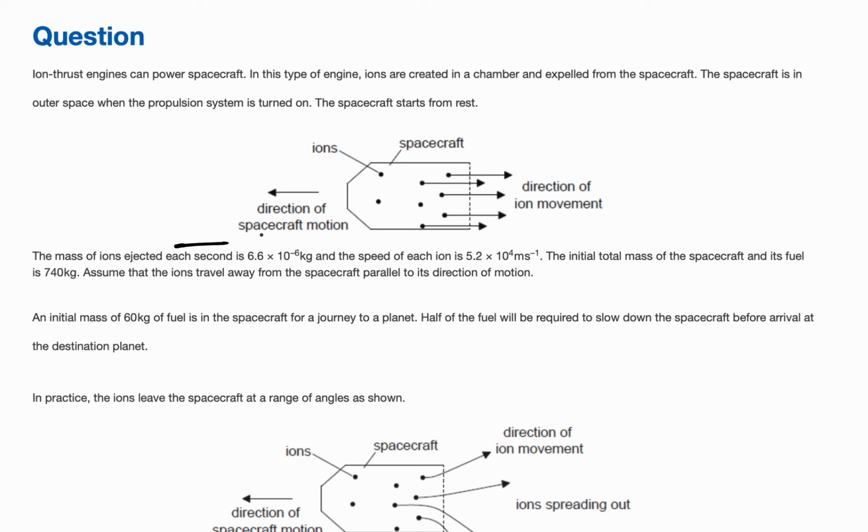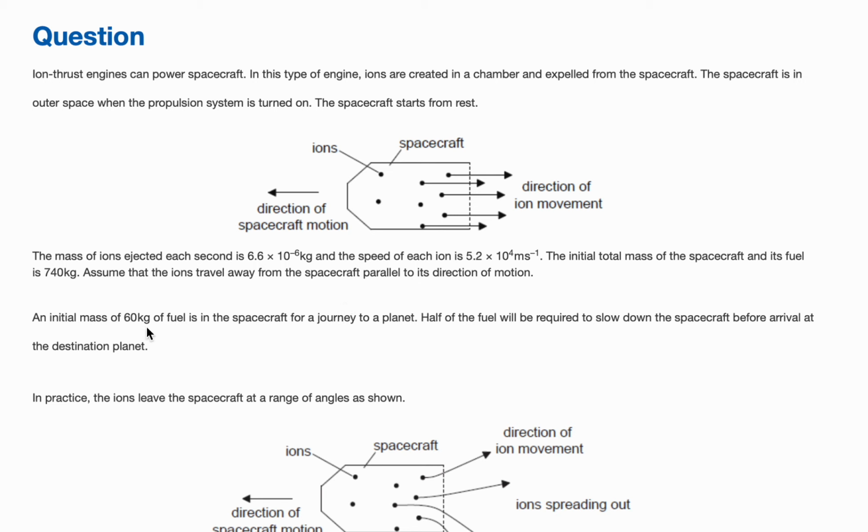So here they give you a diagram, and in this diagram you can see the motion of ions and so forth. The mass of ions ejected each second is 6.6 × 10^-6 kilograms, and the speed of each ion is 5.2 × 10^4 meters per second. The initial total mass of the spacecraft and its fuel is 740 kilogram. Assume that the ions travel away from the spacecraft parallel to its direction of motion.